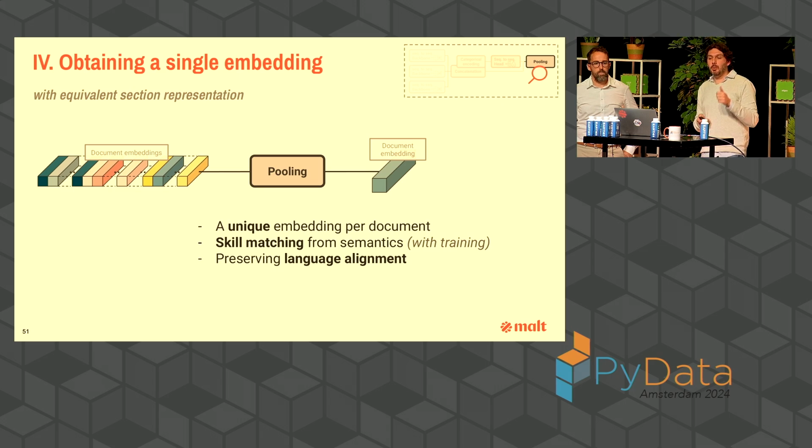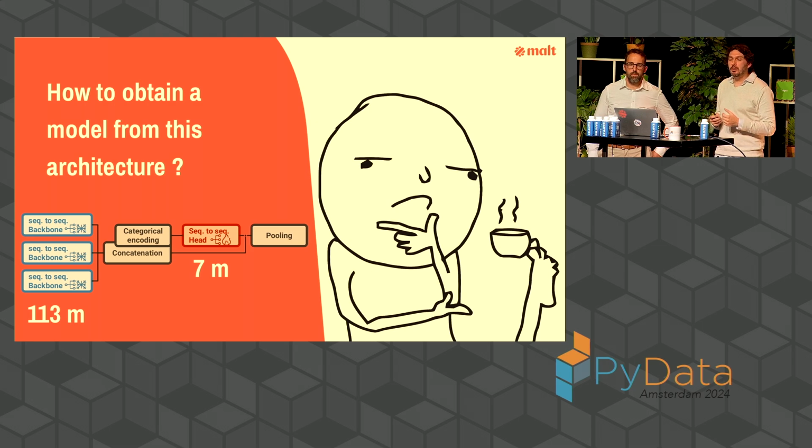OK, so that sounds great. We have a unique embedding per document. This embedding contains skill matching content while preserving language alignments. And if we zoom back a bit, we managed to keep things small with this architecture. We actually have only 113 million parameters for the backbone, which is frozen. And since the backbone is frozen, we are keeping the language alignments. And we have 7 million parameters for the trainable head. So we have only 7 million parameters to train, but the big question is, how do we train those parameters?